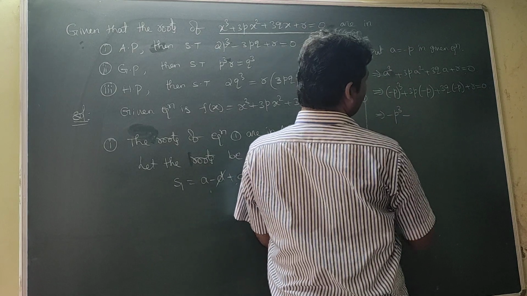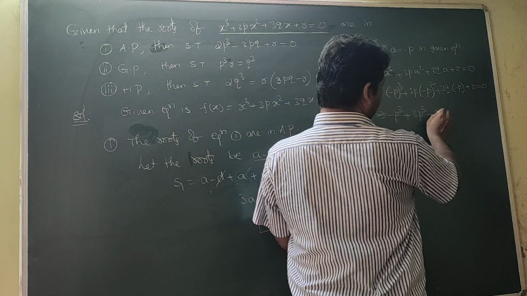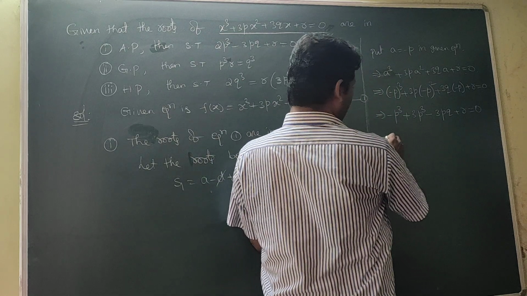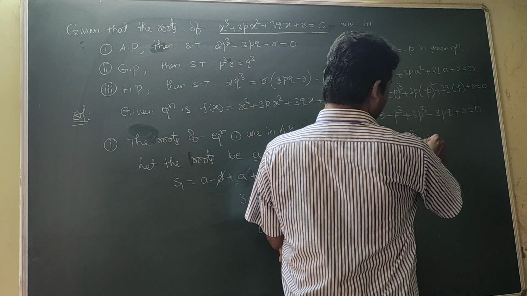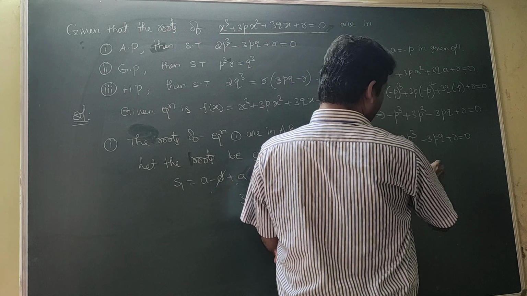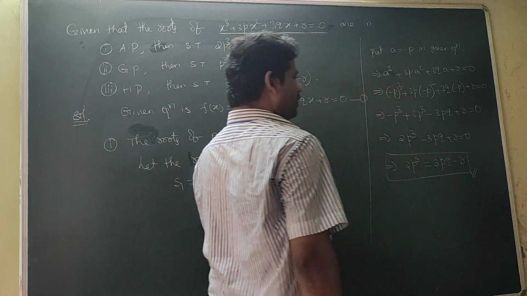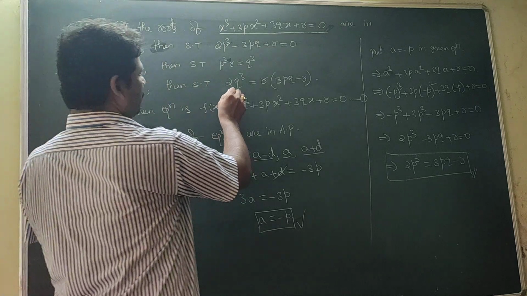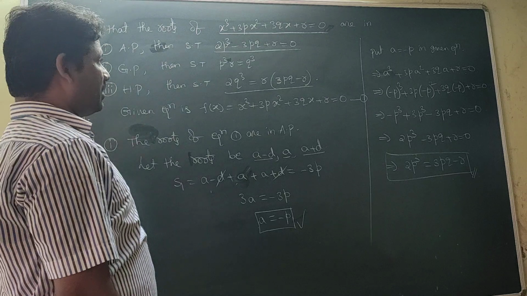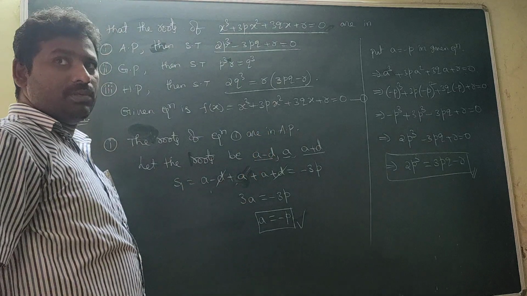Minus p cube plus 3p cube minus 3pq plus r equal to 0. So 2p cube minus 3pq plus r equal to 0. So that is the condition. So this one: 2p cube minus 3pq plus r equal to 0. That is the condition. So the roots are in AP and the condition is 2p cube equal to 3pq minus r.